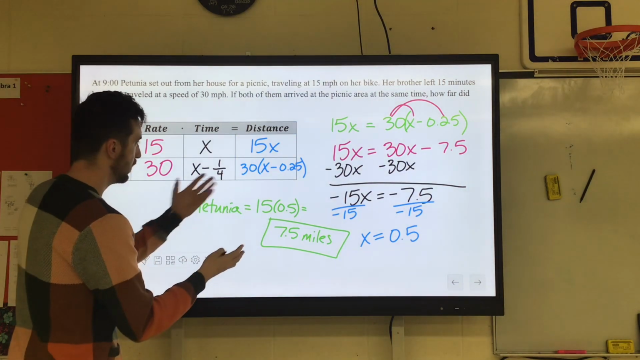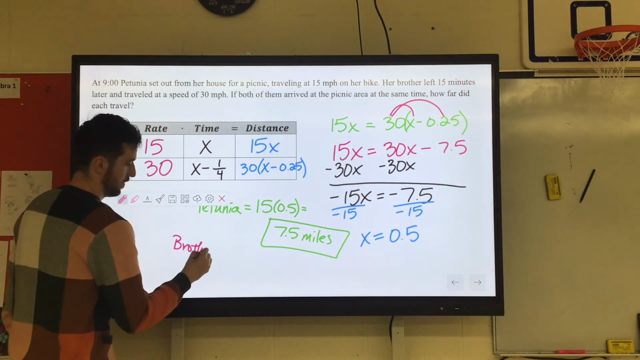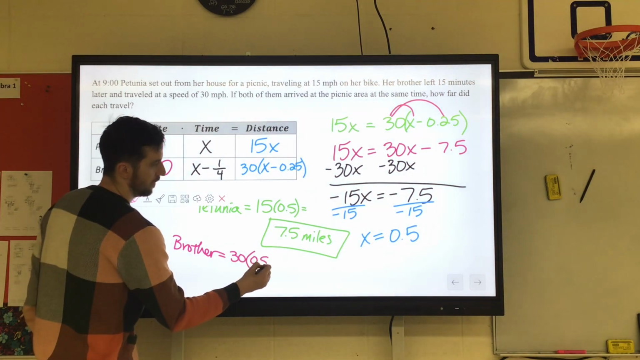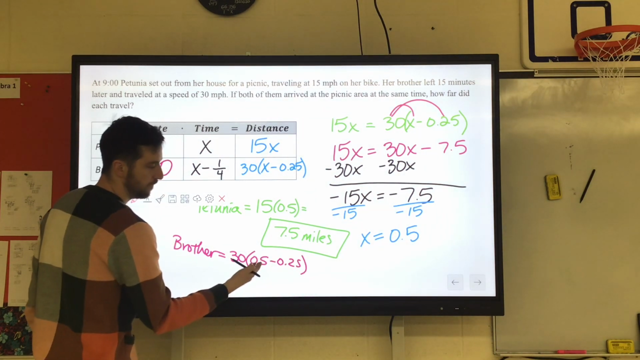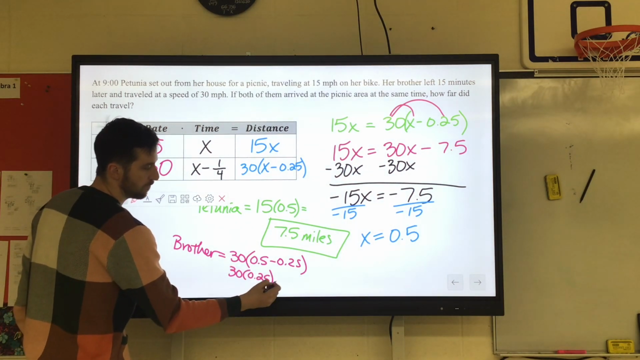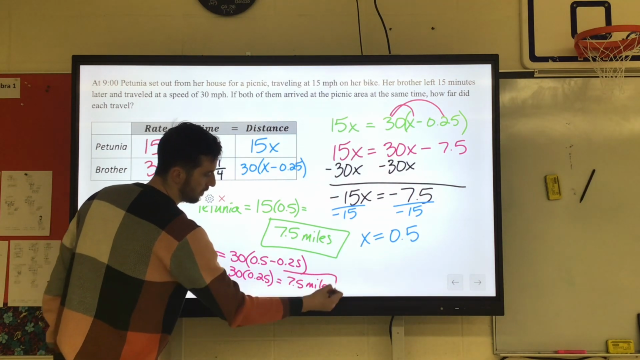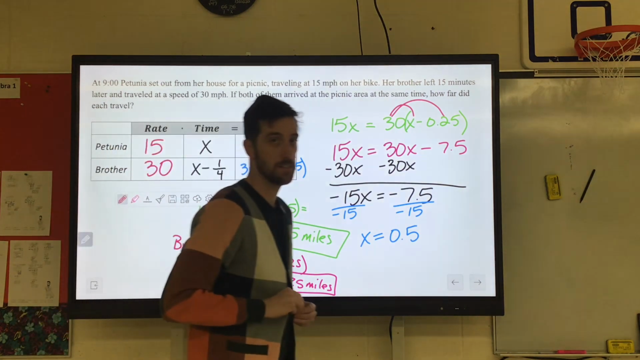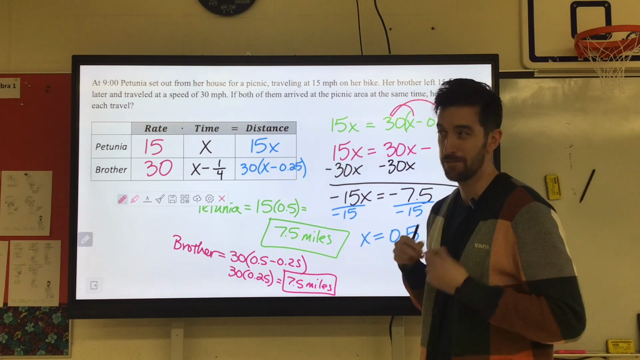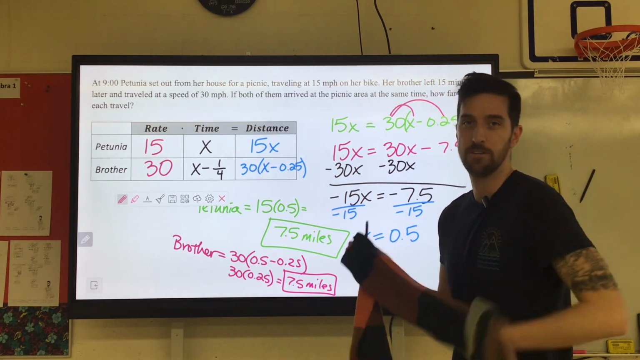Now if we check her brother, he was 30 times 0.5 minus 0.25. Now, 50 cents minus a quarter is a quarter. And if you did 30 times 0.25, it also comes out to 7.5 miles. So again, there are ways to check your answers. Make sure it makes sense. They both traveled 7.5 miles. Their distance should be equal because they both left from the same place and went to the same place. So that's problem type 2.